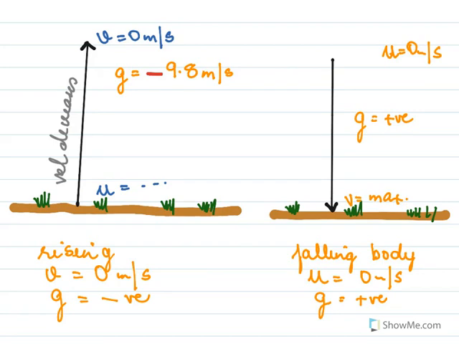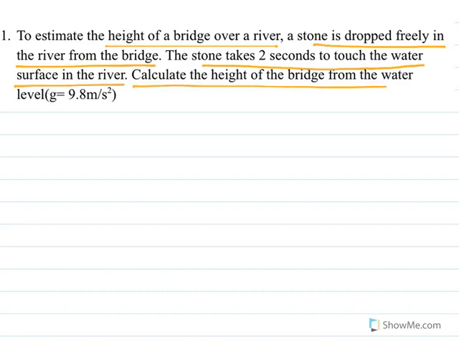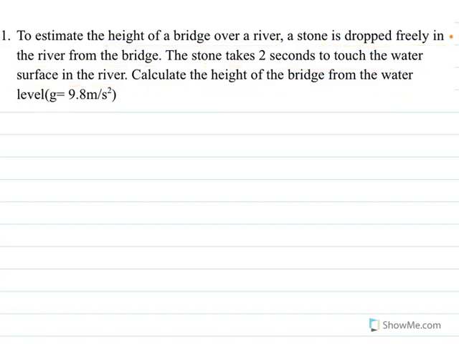To estimate the height of a bridge over a river, a stone is dropped freely in the river from the bridge. The stone takes 2 seconds to touch the water surface in the river. Calculate the height of the bridge from the water level. G is 9.8 meter per second square. To start with, this is a falling body, it's dropped freely. So we have the bridge and the body is dropped.